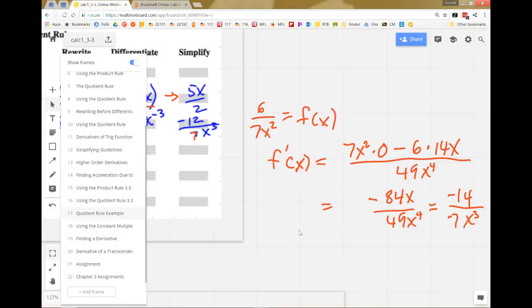Anybody see what I'm doing? Anyway, the quotient rule, I divided by 6 instead of by 7. You're right. So if you divide by 7, you get 12. Thank you. Arithmetic.